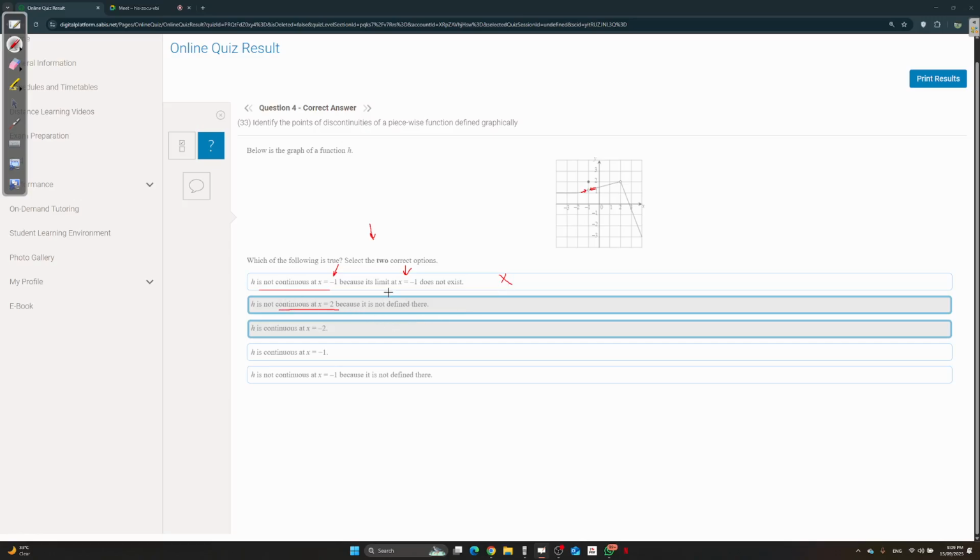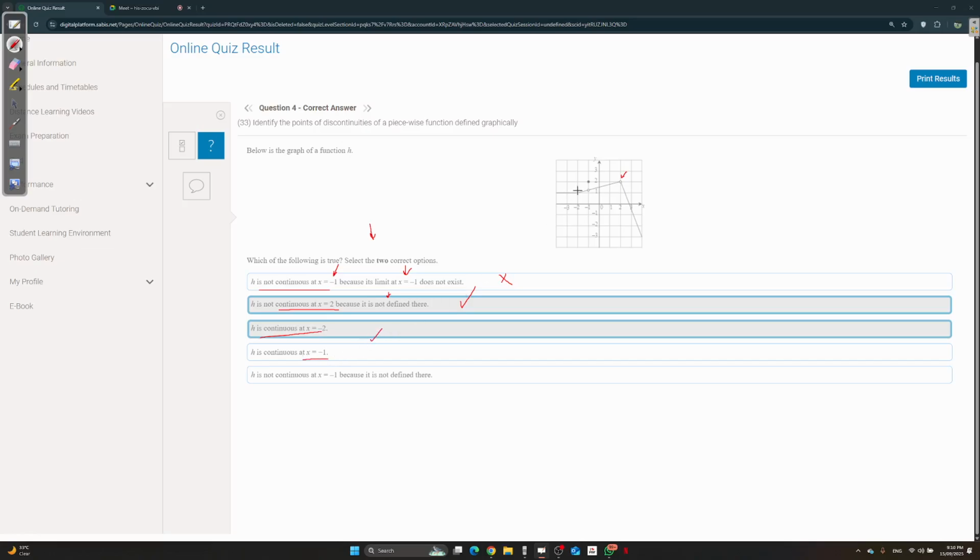H is not continuous because it's not defined at x equals 2. At x equals 2, isn't it not defined? Okay, there's an open circle. You check for any other shaded circles. We checked. There's no other shaded circles, so that means it's actually not defined there. H is continuous at x equals -2. Let's take a look at x equals -2. Over here, left limit and the right limit are the same. There's no open circles, so the graph is completely solid and it's continuous.